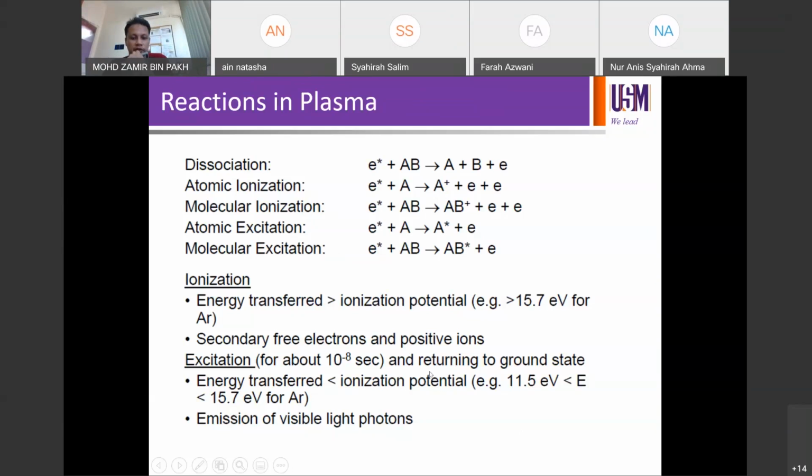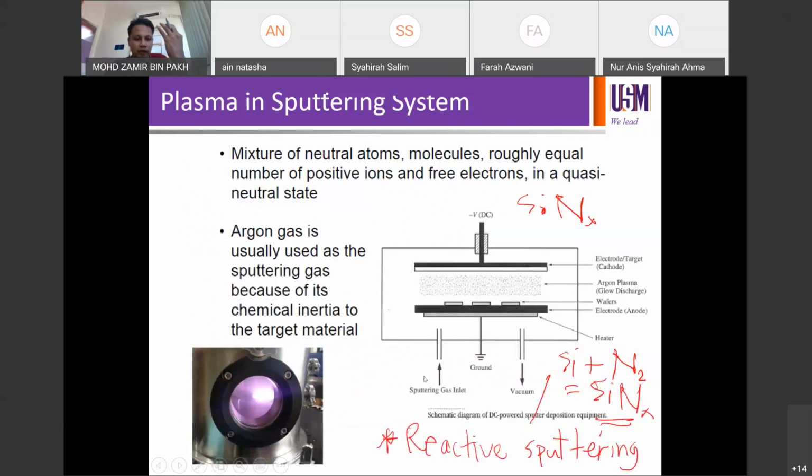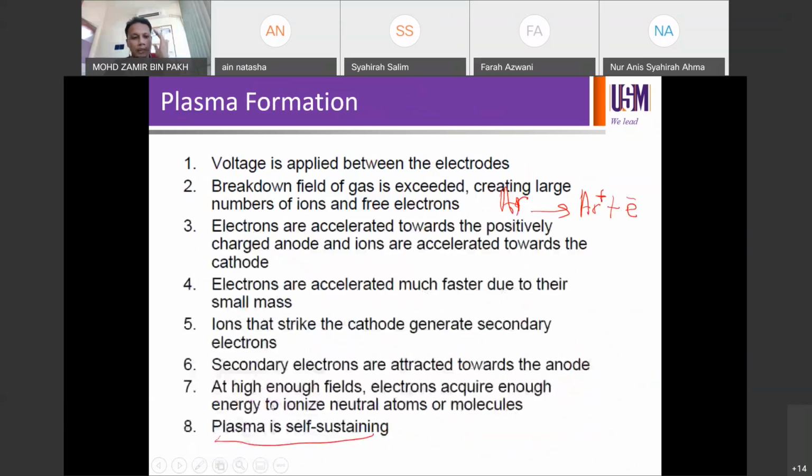Then excitation, so you're gonna have excitation for about 10 to the minus 8 second, returning to the ground, giving emission of the light, right? So that's why you see different colors of plasma depending on the gas that you use. So you can see emission of visible photons in the form of color, for example, this way, right? Slightly purple based on argon.